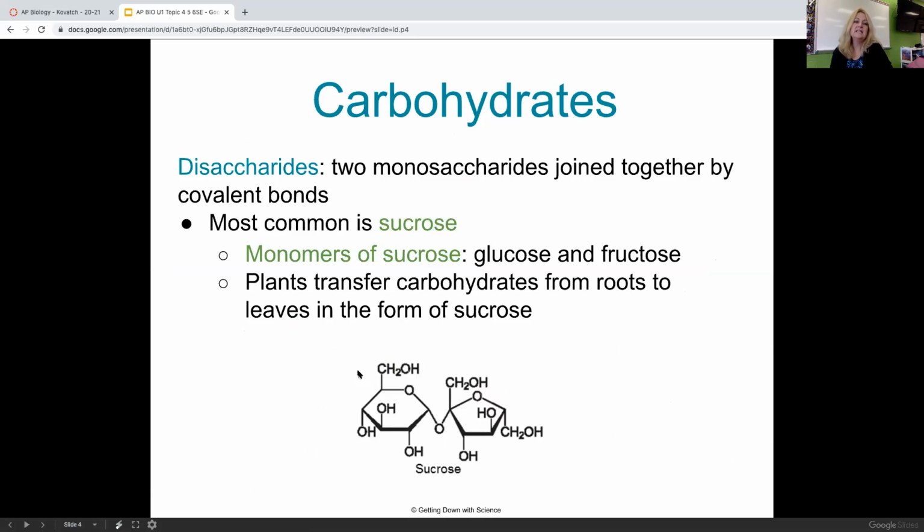Disaccharides, the Di represents 2. So if you have 2 monosaccharides joined together by a covalent bond, you call that a disaccharide. You all know disaccharides. Sucrose is a great example. If you have glucose and fructose and you join those two with a covalent bond, and we talked about that yesterday, by removing water, a dehydration synthesis reaction, you can make a sucrose molecule by putting those two together. Monomers of sucrose: glucose and fructose. Plants transfer carbohydrates from roots to leaves in the form of sucrose.